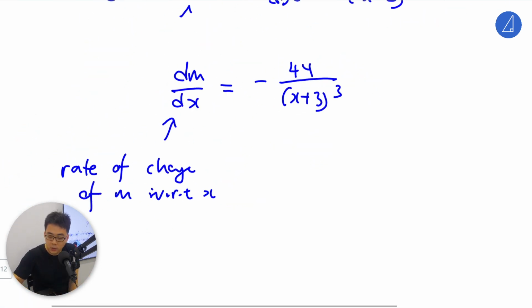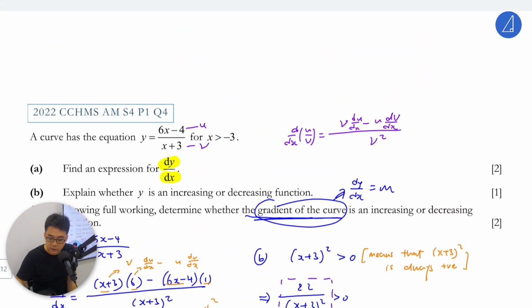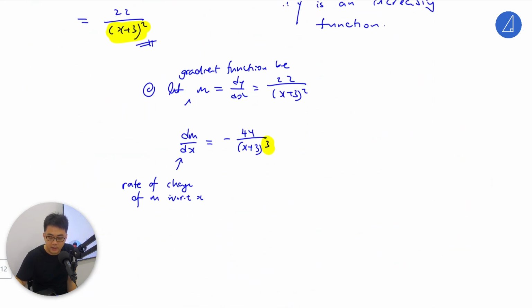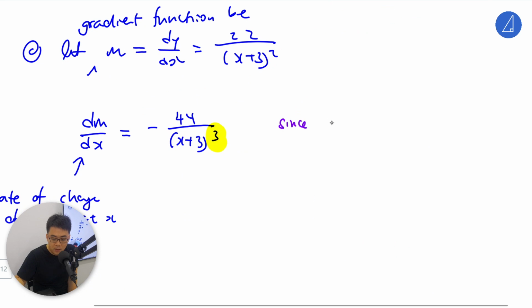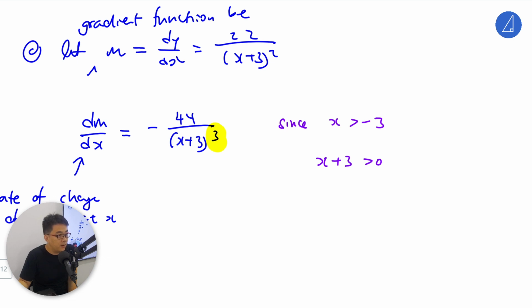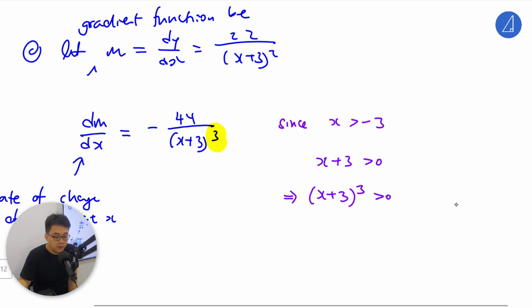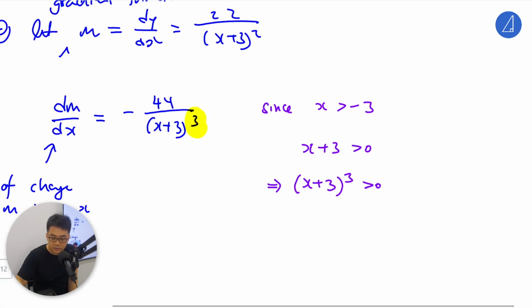Now take note, cube is not always positive, guys. Because with a cube you can make it negative. But look at the question. The question comes from here. So since x is bigger than -3, this is the first thing. So x plus 3 is actually bigger than 0. Understand? Naturally, if x plus 3 is a positive value, bigger than 0 just means positive. You cube any positive number, it will still be positive. Understand? So this is positive, which is given in the question.